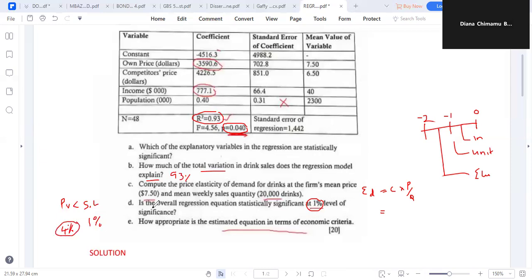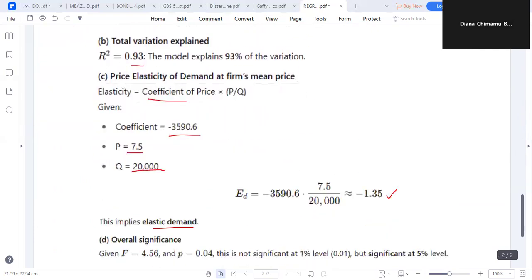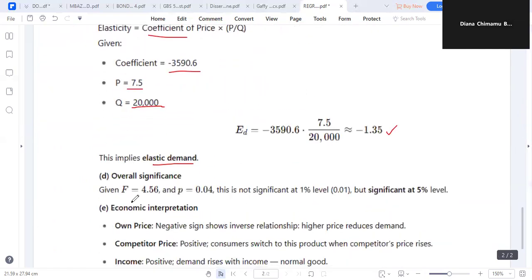So here, we're going to say the overall regression is not statistically significant. Why? Because the p-value is more than the significance level. So here, we say at F of 4.56, our p-value of 0.04 is not significant at 0.01. Why? Because it is more than that. But if it was 5%, it would be significant. All right, are we together? Yeah, we are. Okay.